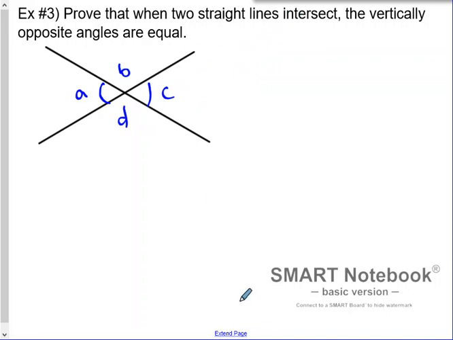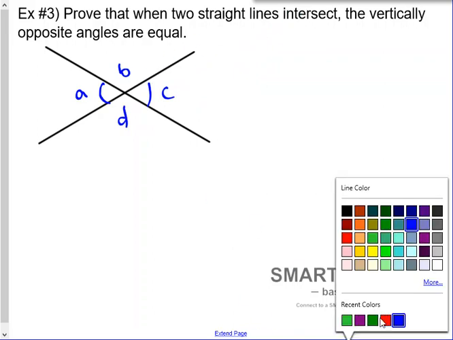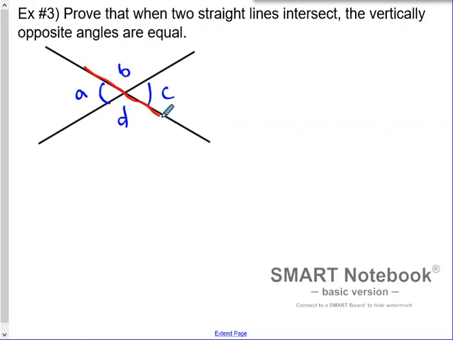Now, in order to do this, I need some more definition. So there are a couple things that I do know. I know that any 2 angles that are on a line, so like B and C or A and D, or A and B, or D and C. So if I'm looking at this line right here, I'm looking at these 2 angles, I know that the angle of a straight line is 180 degrees. Okay, so I know that B plus C is going to equal 180 degrees.